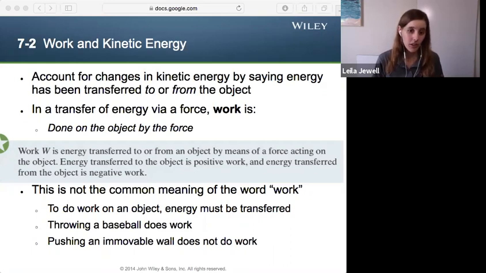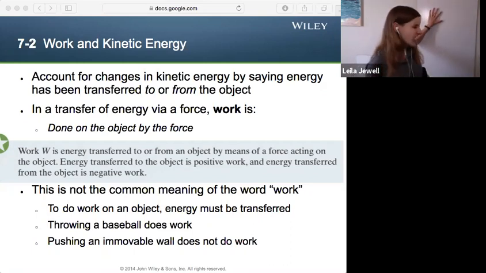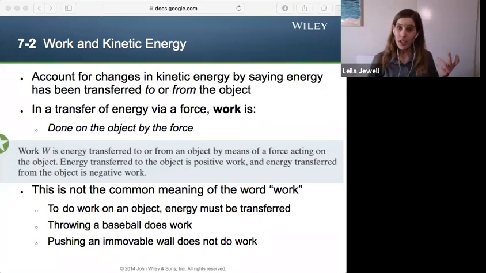To do work on an object, there must actually be energy transfer, right? So if I have a ball and I throw it, then I'm doing work on the ball. The ball has gained kinetic energy because I did positive work to it. But if I push on an immovable wall, I may put a lot of force into it, but I'm not actually doing any work because the wall hasn't gained any energy. It's still just standing there, not doing much.